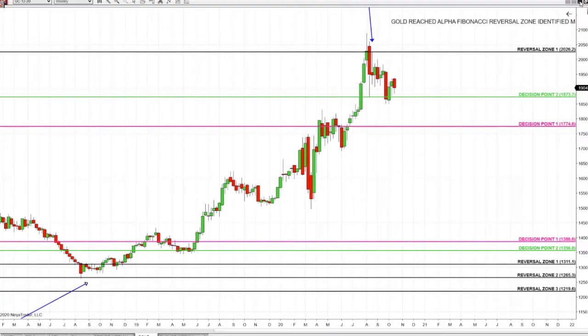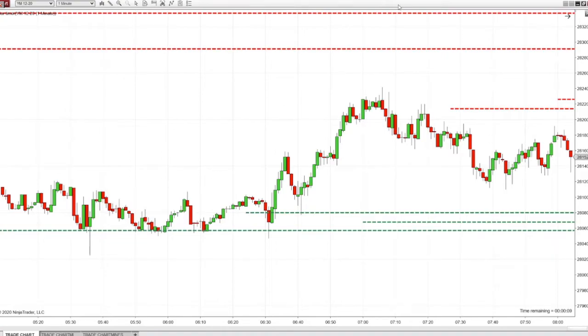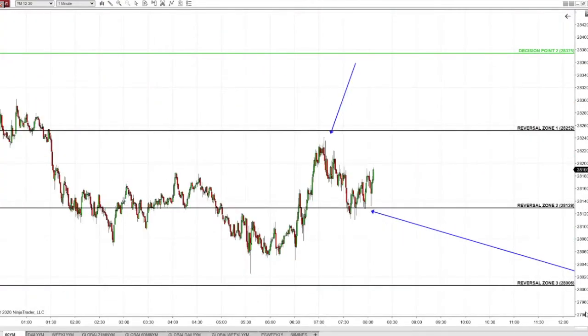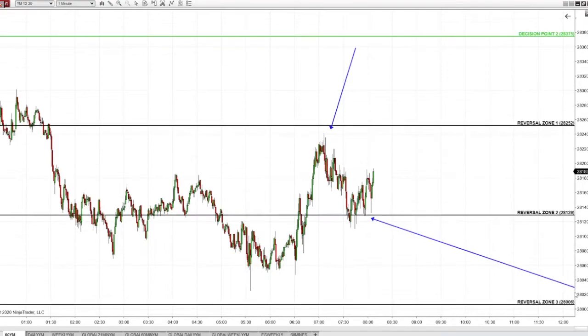This is down now. At the bottom. Doing exact same thing as gold has done. My goodness, is it possible? Alpha Fibonacci ultimate support in reversal zone. Since the moment we started the video, price is up 50 points. Doing exact same thing as gold has done since 2018. It's identical.